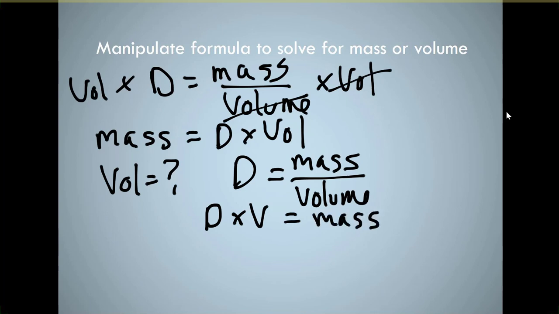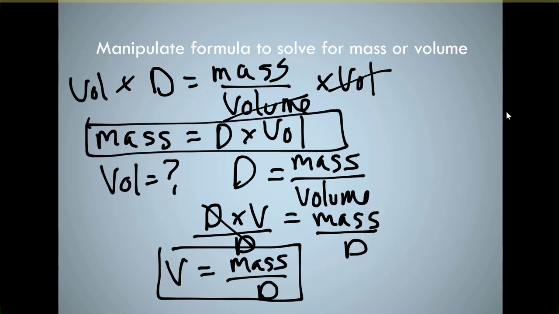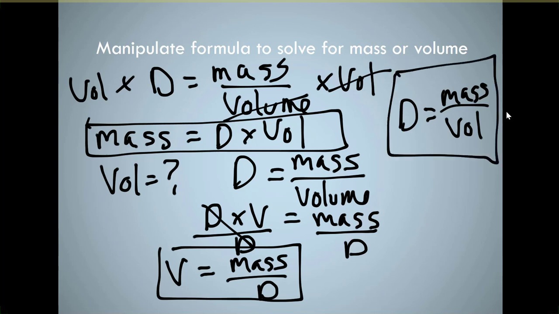And then I would divide each side by density. So density would cancel, and I would be left with volume is equal to mass over density. So we have some formulas here that we can use to help us, and of course the original mass over volume. If you feel uncomfortable manipulating the equation, you can just plug into the density equals mass over volume and then just follow normal algebra rules to solve for the unknown.